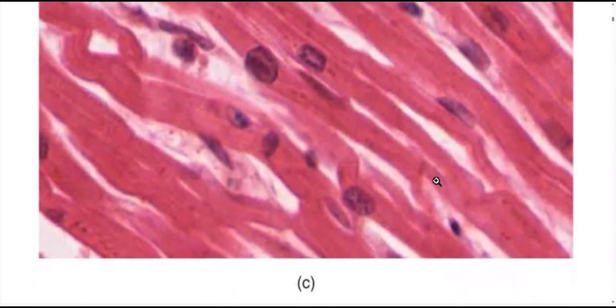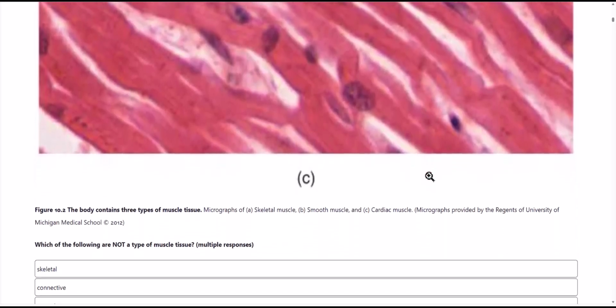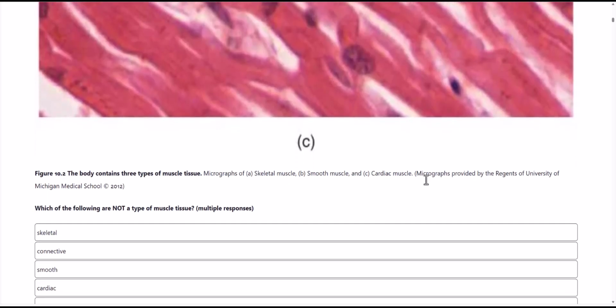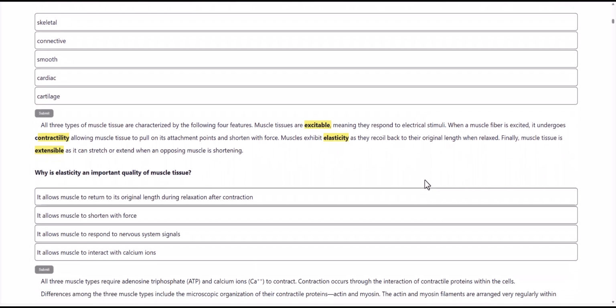So all three of these are excitable. All three of these tissues contract, they shorten. All three of them return back to their original shape, and all of them are extensible as well, in that they stretch and return in the opposing directions.